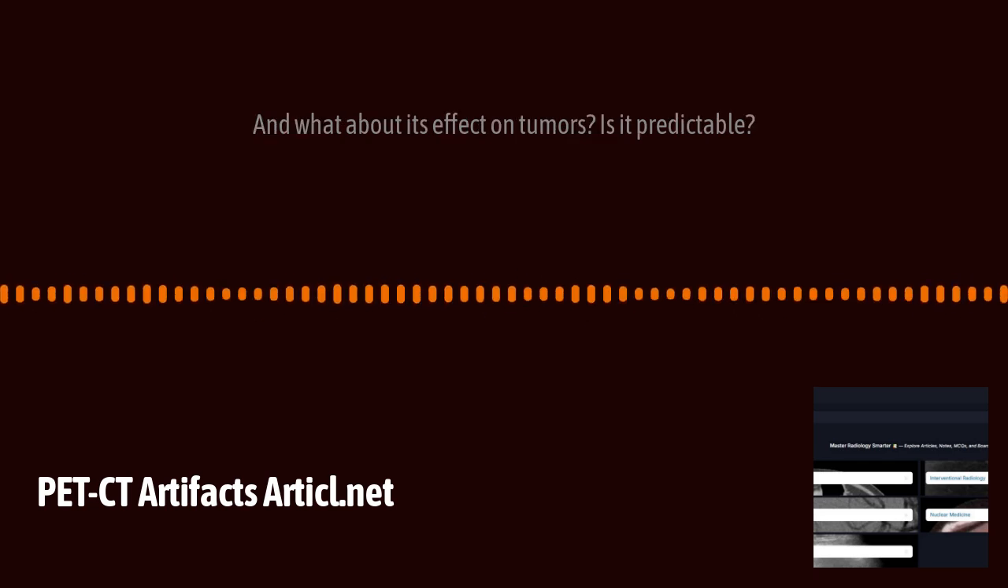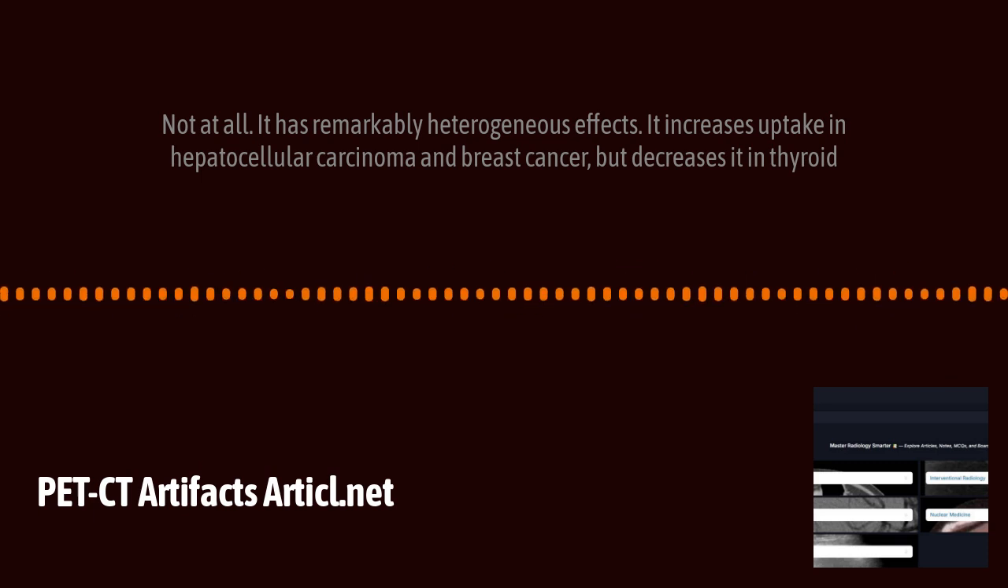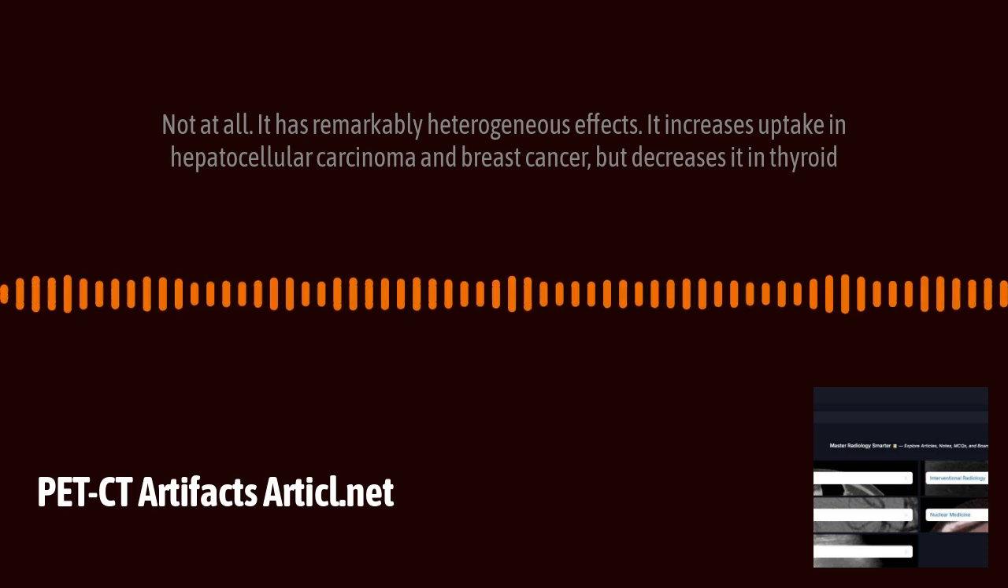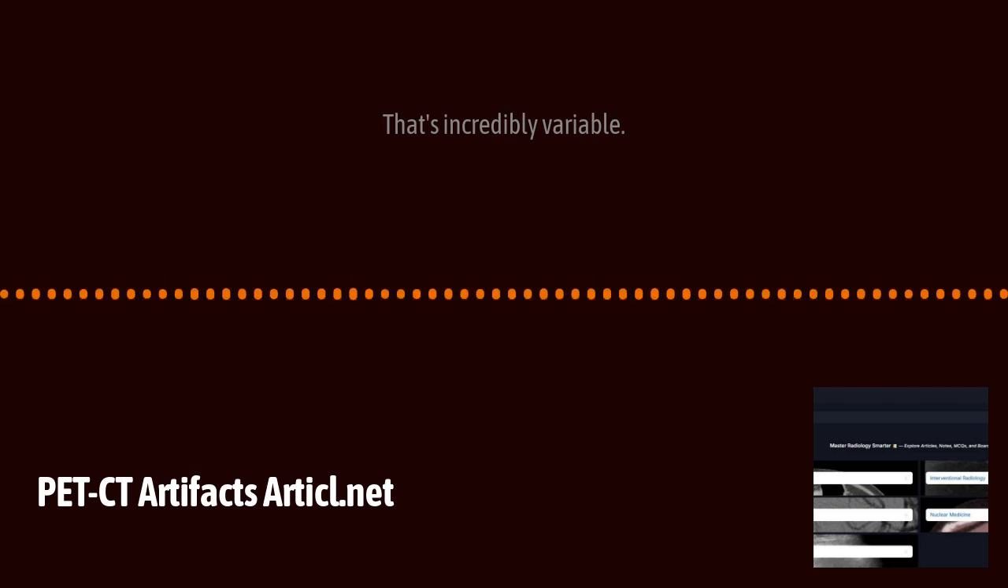And what about its effect on tumors? Is it predictable? Not at all. It has remarkably heterogeneous effects. It increases uptake in hepatocellular carcinoma and breast cancer, but decreases it in thyroid cancer, and seems to have no change in colon or pancreatic cancers. It can even block the effect of a high-energy diet on FDG uptake. That's incredibly variable. It is.